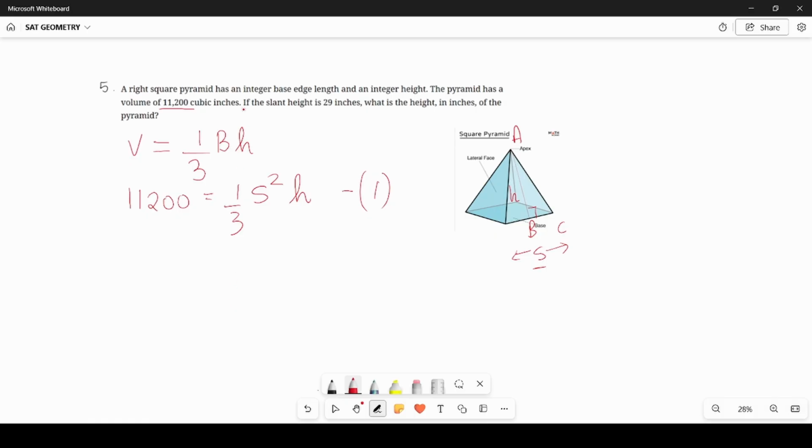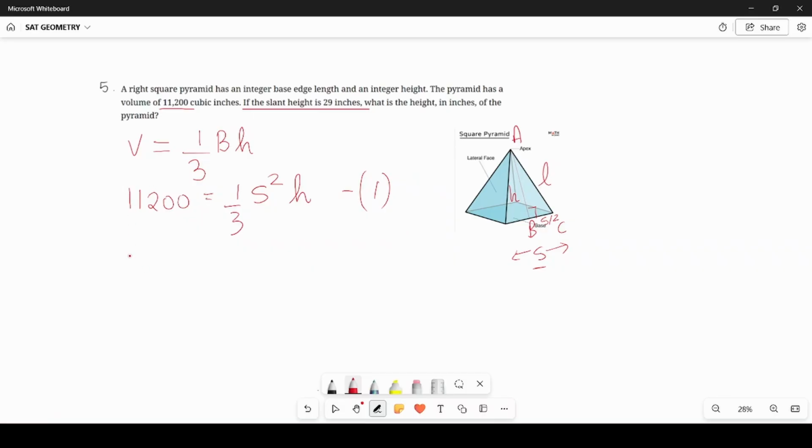The next information that is given to us in this question is that the slant height is 29 inches. So the slant height is basically this side length AC here. I'm going to denote it by L. So here ABC is forming a right angle triangle where L is the slant height and H is the height of the pyramid, which we need to find. And BC is going to be half of the side length. So the side length is S, so BC is going to be S by 2 here.